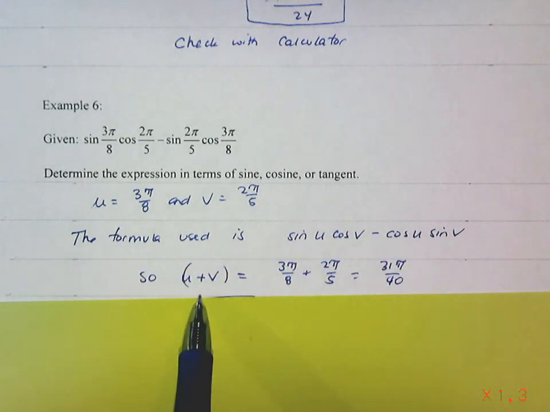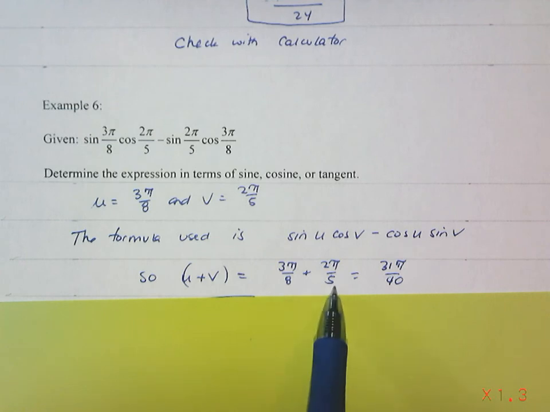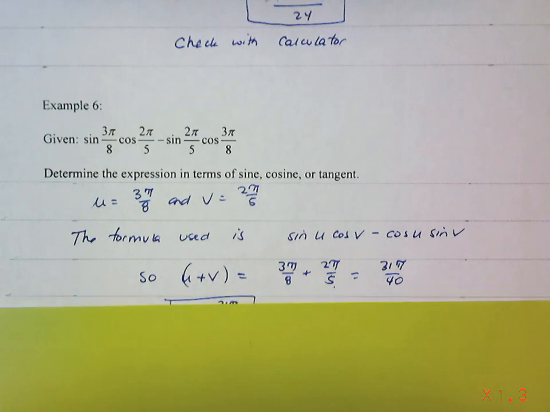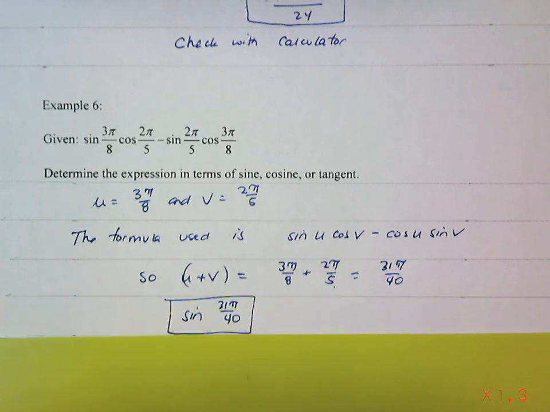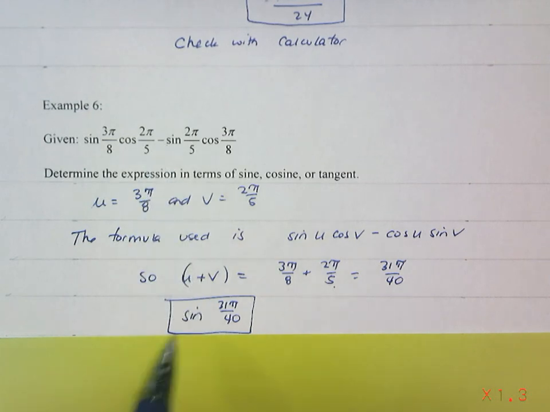So that means u plus v has got to be 3 pi over 8 plus 2 pi over 5, get a common denominator, I get 31 pi over 40. So I know that this is going to be sine of u plus v, and u plus v I said is 31 pi over 40. So this expression up here is equivalent to this one here.